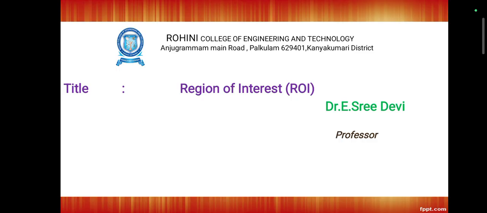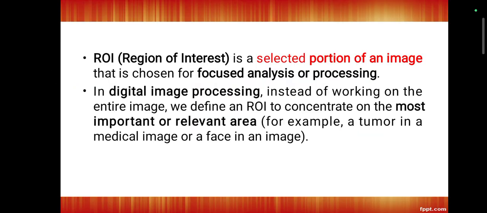In this video lecture, we are going to learn about region of interest, that is ROI. So region of interest or ROI refers to a specific area within an image or data set that is selected for detailed analysis. In various fields, including medical imaging and computer vision, ROI helps focus attention on key features to improve their efficiency and accuracy.